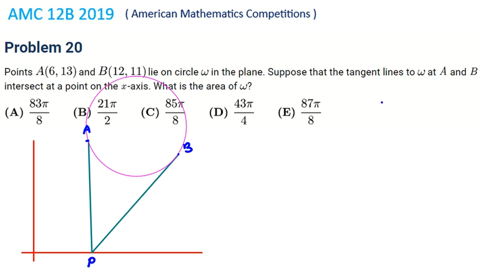We have P. It says the tangent lines to omega at A and B intersect at a point on the x-axis. Now I want to find the coordinates of P. The y coordinate of P is 0. Suppose the x coordinate of P is, for example, C. First I want to find C. PA equal to PB is a famous fact when we draw two tangents. So PA squared equals PB squared.